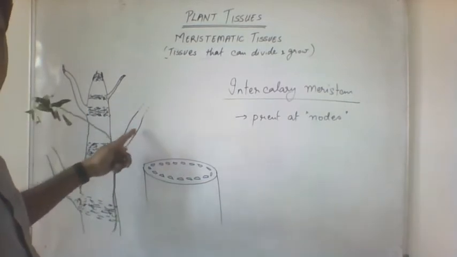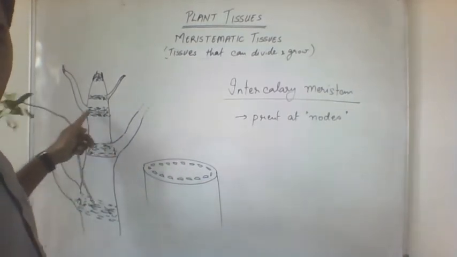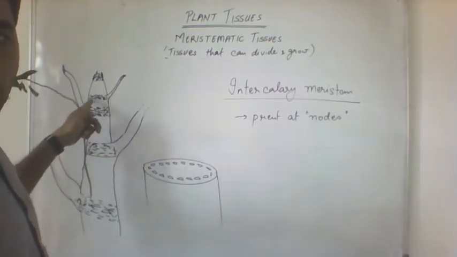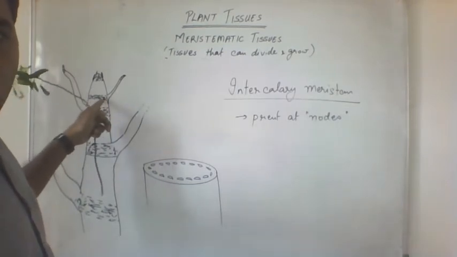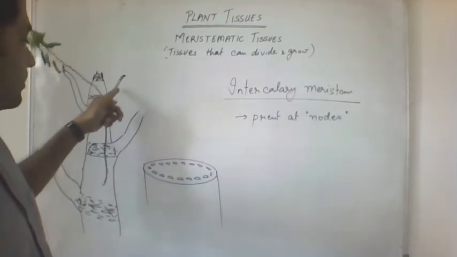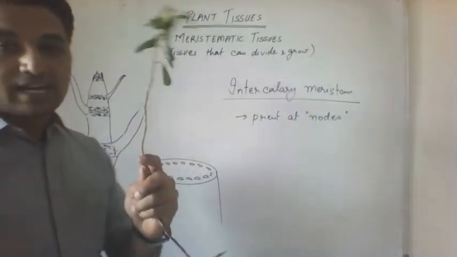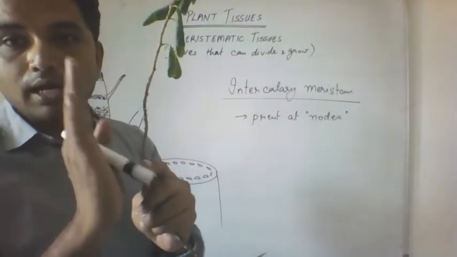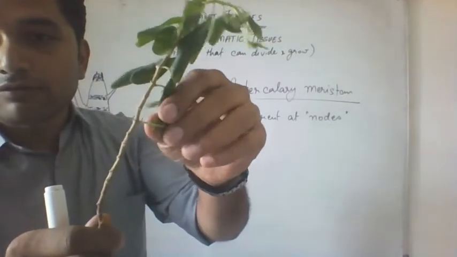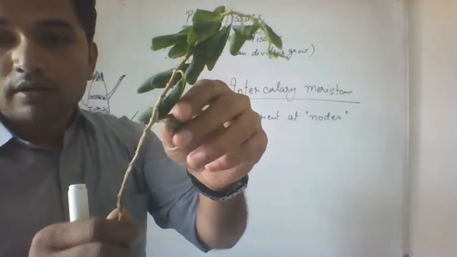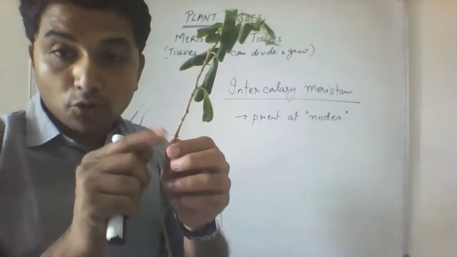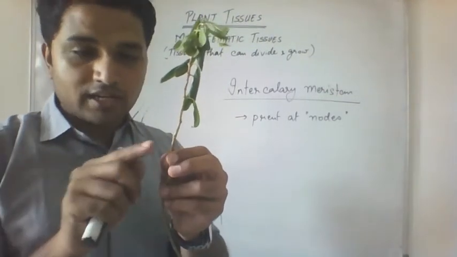You see the branches shooting out from the node. Here also a branch is shooting out from the node. Here also, from this node the branches are shooting out. Here from this node the branch is shooting out. So when a plant needs to produce a branch or even a leaf for that matter, a new leaf can come out through the nodes. A branch can come out through the nodes.